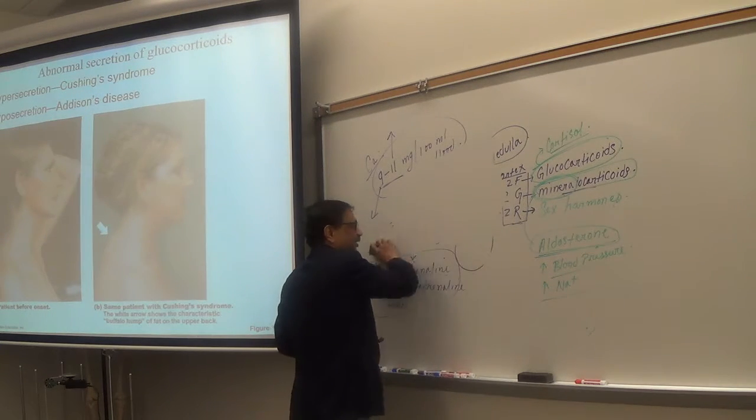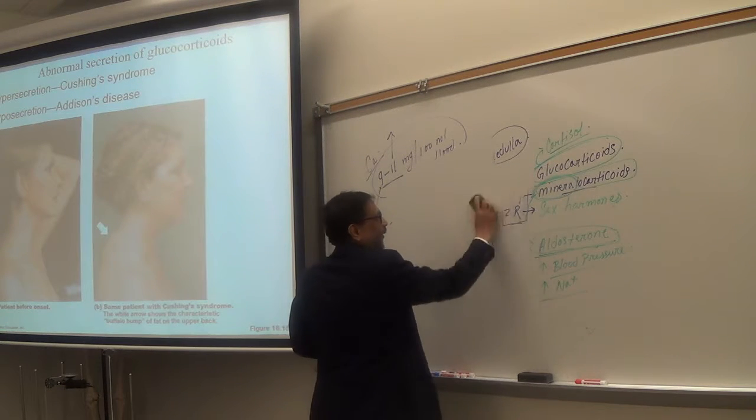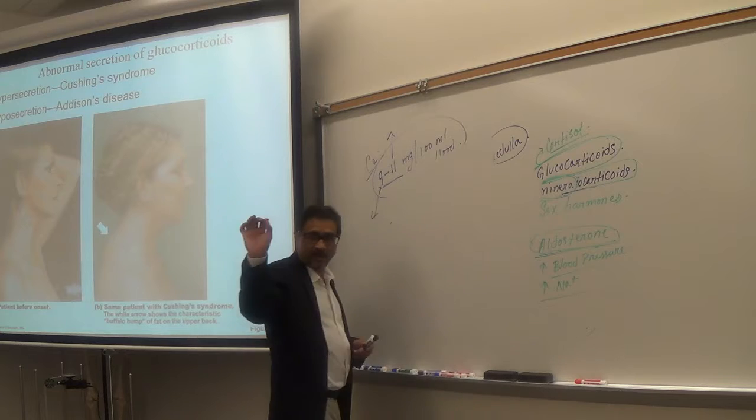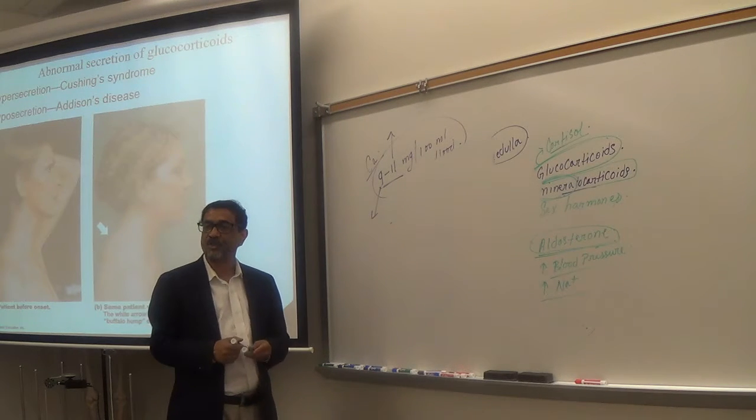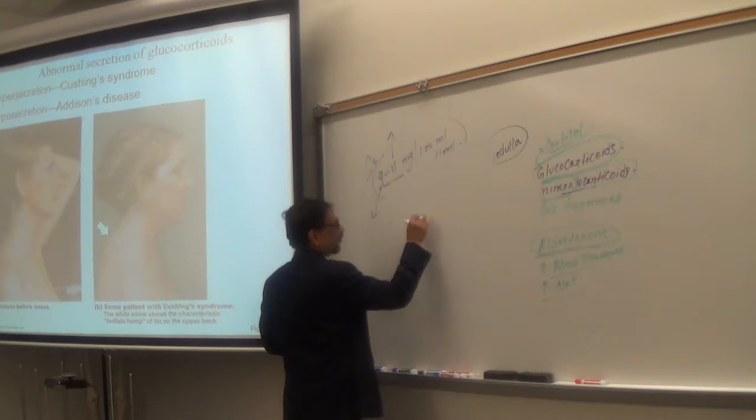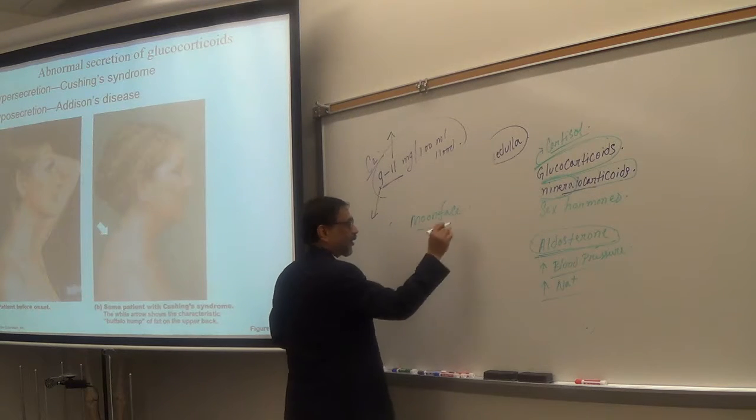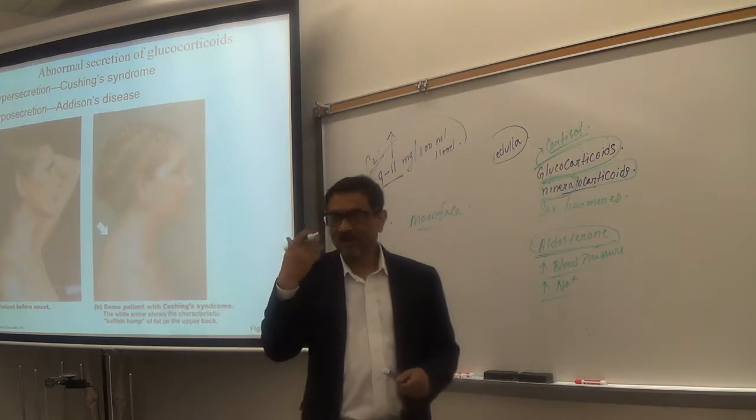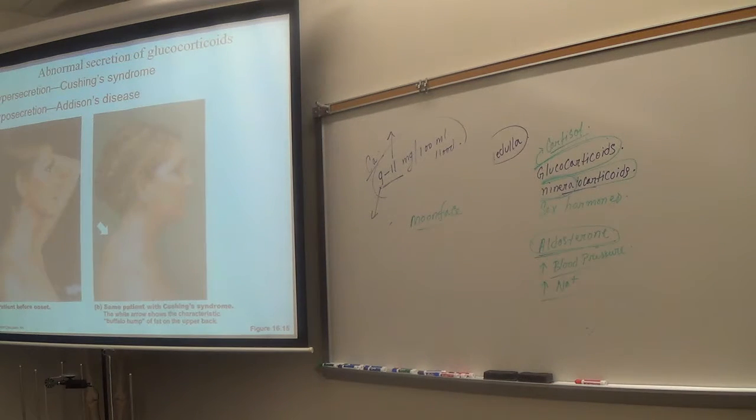If you see Cushing's syndrome, three signs are very common. So you need to know those three signs of Cushing syndrome. One is moon face, round face. Fat accumulates in the face and face becomes round.